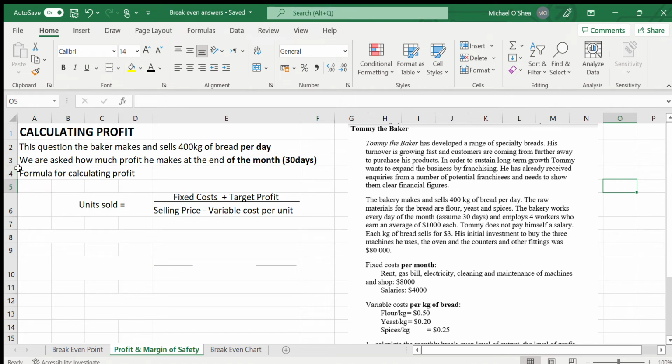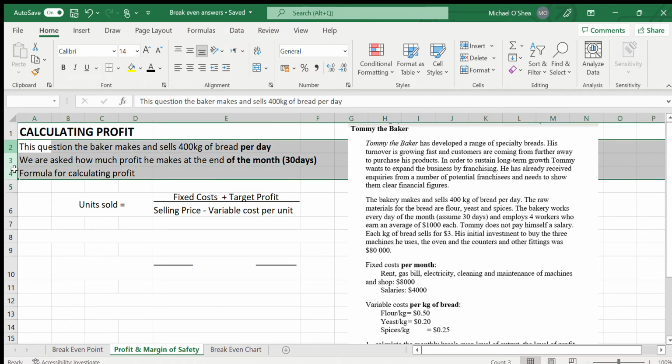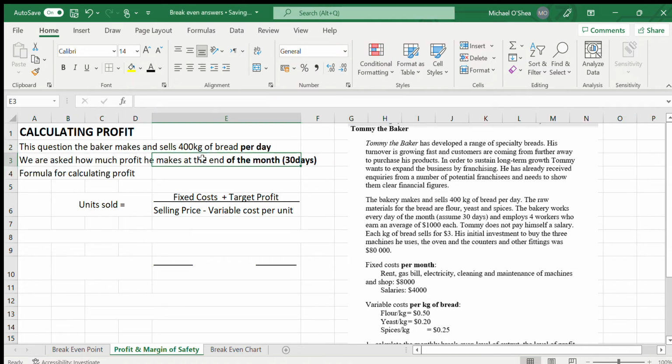So at the end of it, obviously, I can see how much he's produced at the end of the month, which is going to be 12,000. Just see, I haven't actually showed that here. But 400 kg per day after 30 days, you would basically just multiply the two and we would have 12,000.